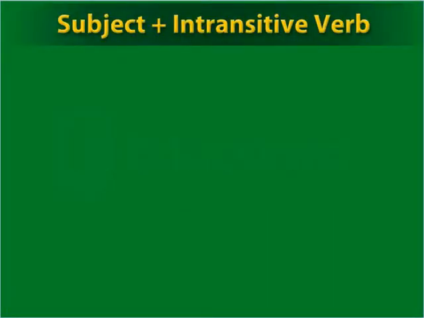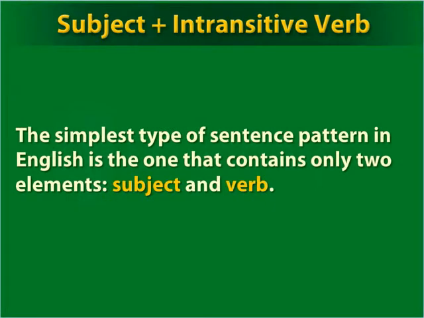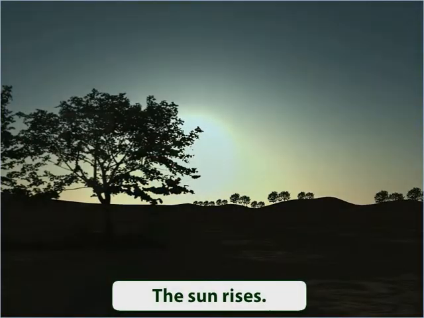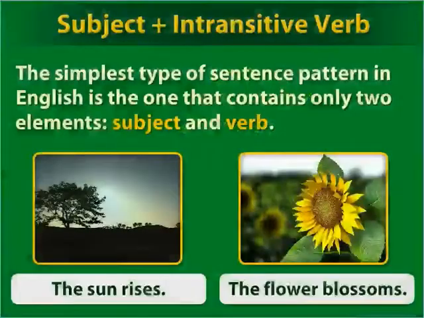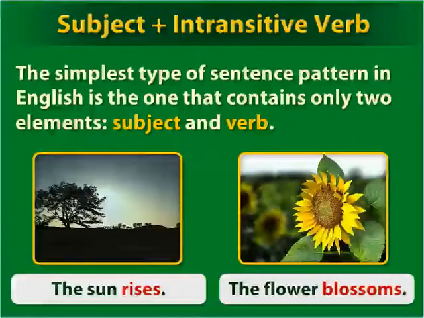Subject plus intransitive verb. The simplest type of sentence pattern in English is the one that contains only two elements, subject and verb. Examples: the sun rises, the flower blossoms. Note that in these examples, the verbs rises and blossoms are intransitive verbs as they do not take any object after them.